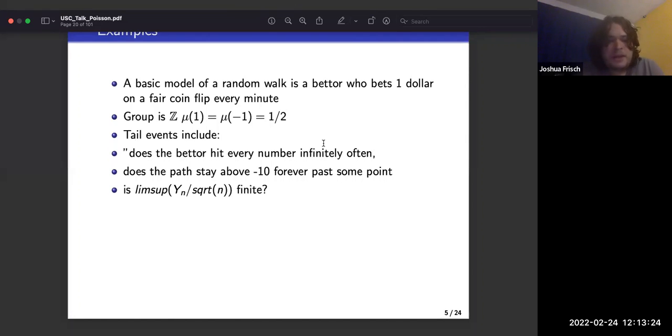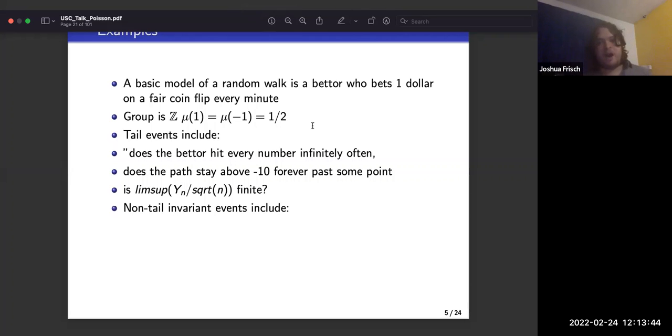Is the lim sup of where we are at time n, divided by the square root of n, finite? Well, no. The law of iterated logarithms will imply that it's always going to be infinite with probability 1.